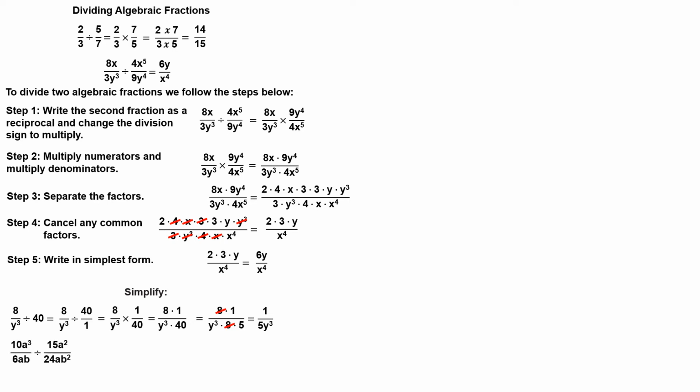Step 1. Write the second fraction as a reciprocal and change the division sign to multiply. Step 2. Multiply numerators and multiply denominators. Step 3. Separate the factors. Step 4. Cancel any common factors. Step 5. Write in simplest form.